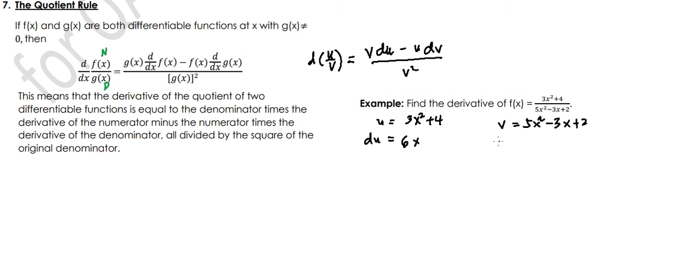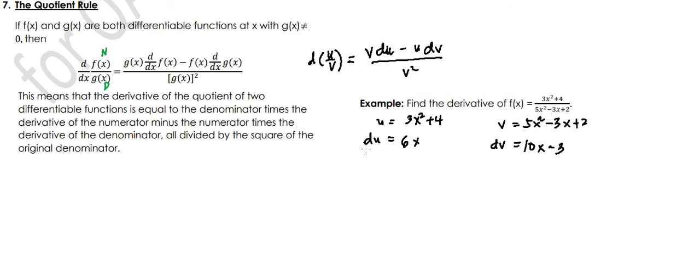Now, let's have our dv. In this case, we have 5 times 2, that is 10x. Isa na lang maiiwan, hindi na natin kailangan isulat yun. Minus, so in this case, yung ating x ay magiging 1, kaya magiging minus 3 na lang. And then, 0 na itong plus 2, kaya 10x minus 3 na lang yung ating dv.